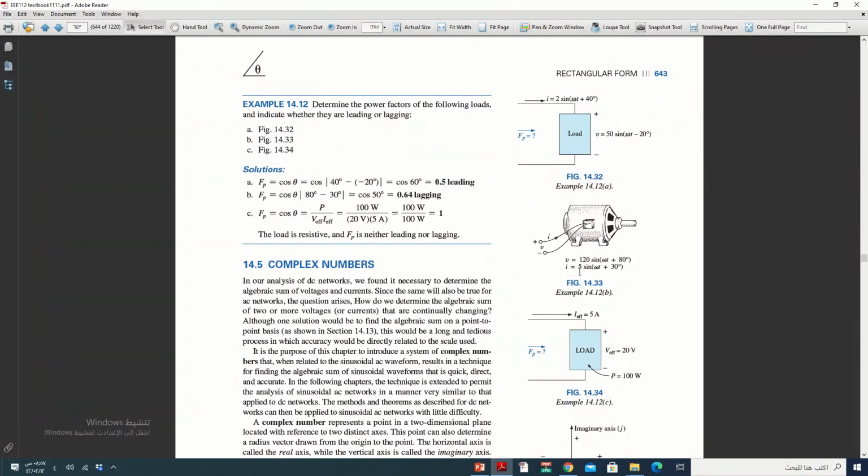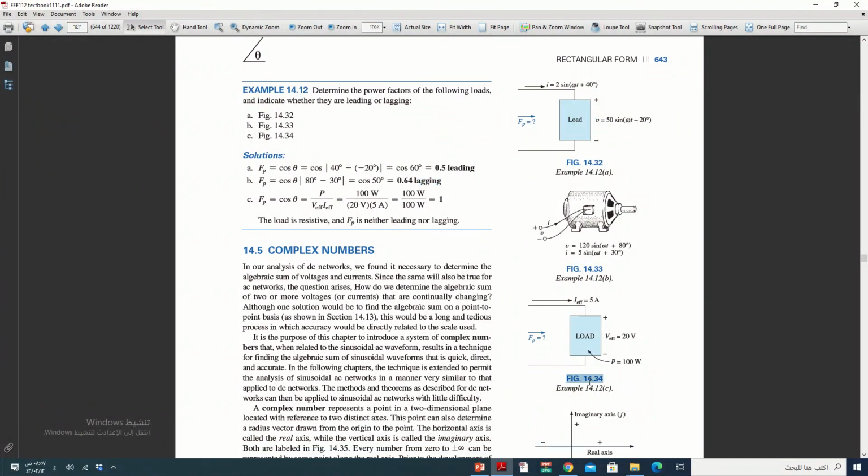In 14.33, it is 80 degrees for the voltage and 30 degrees for the current. This means the current starts from minus 30 and the voltage from minus 80. This means the current lags the voltage, so it becomes lagging.